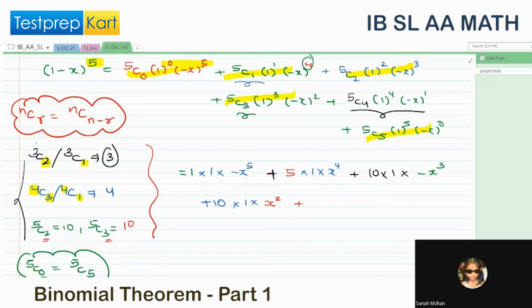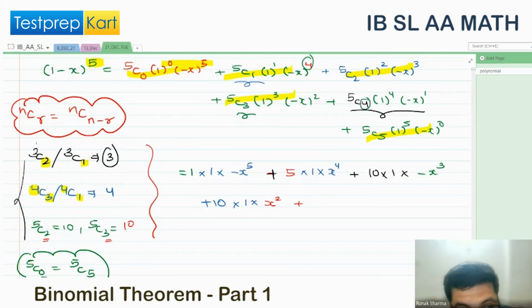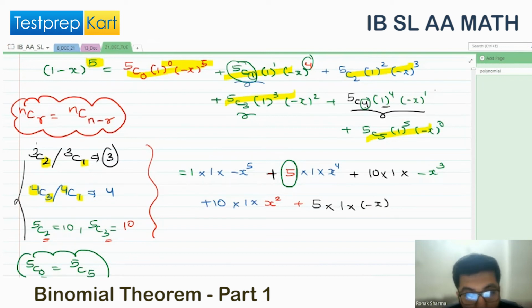It's five. See, 4 plus 1 is what? Five. So 5C4 will be equal to 5C1. And we calculated 5C1 is 5 only. So it will be 5 into 1 power 4 is 1, minus x power 1 will be minus x only because we have odd power.